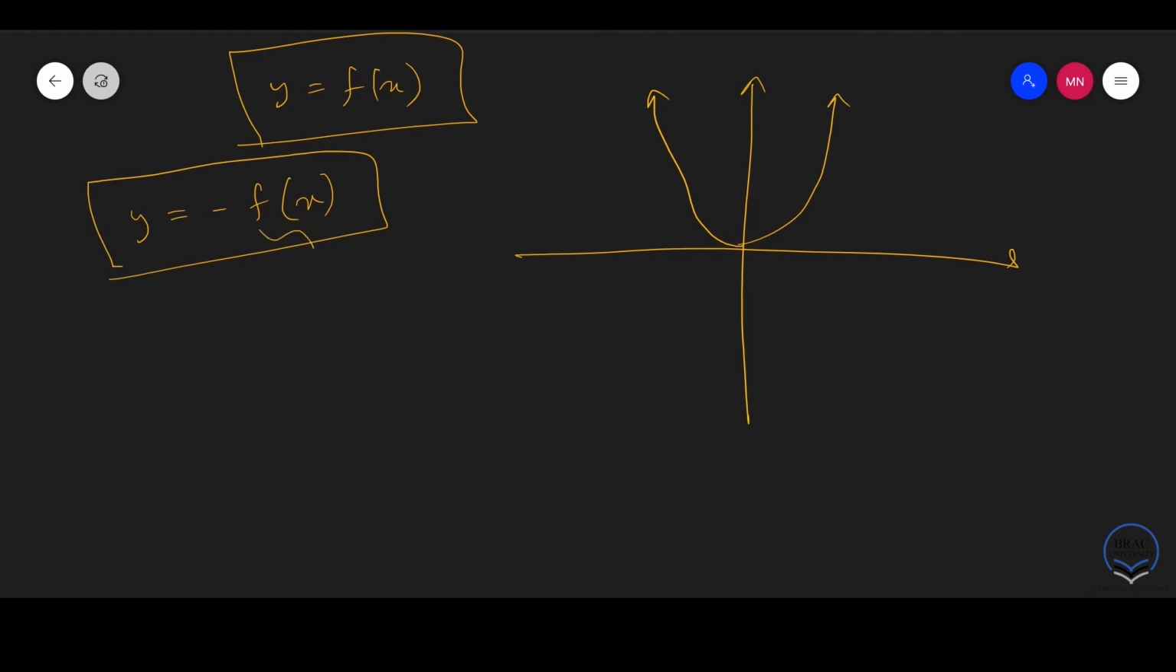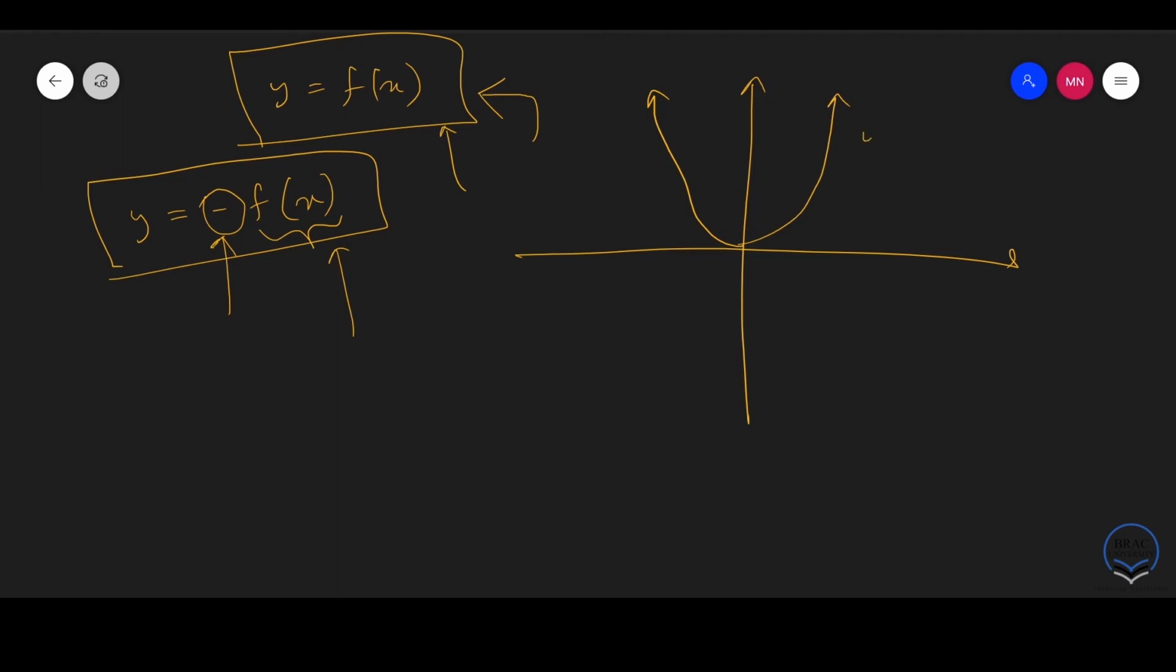So we find the value of f of x, and each of those values then get multiplied by some negative number, -1 in this case. So for this graph, for every output, we are multiplying it by -1, so those outputs become negative. So all of the positive outputs for this graph, all of those outputs will be negative for this graph.